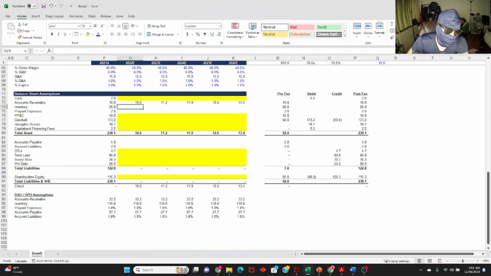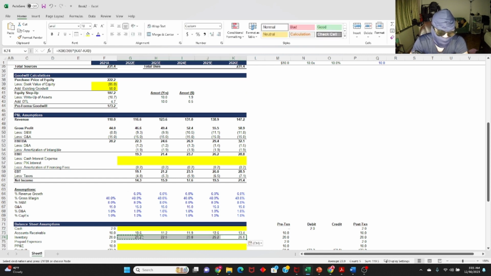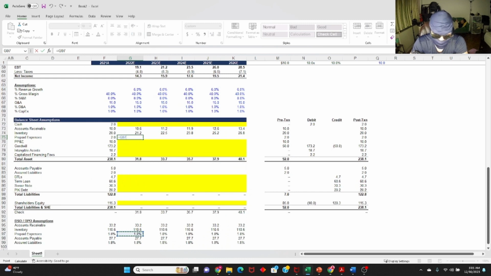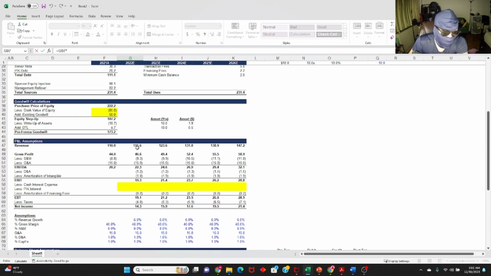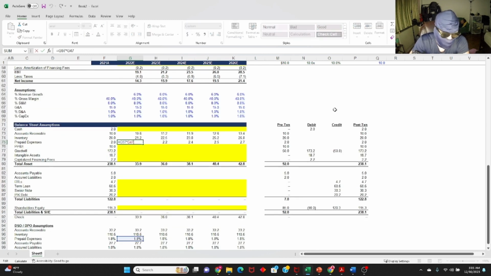And you're going to inverse it for each one of these. So for inventory, remember it's on COGS. So you're going to divide it by 365 times your COGS. So your revenue minus your gross margin. Good. Prepaid expenses, that percentage times your revenue. And I'm just going to drag this formula down real quick for accrued liabilities.